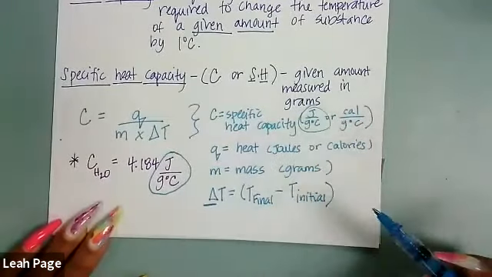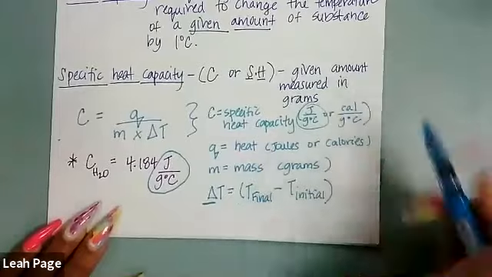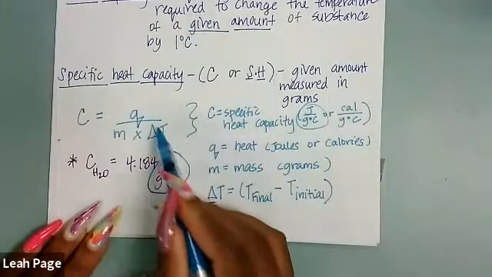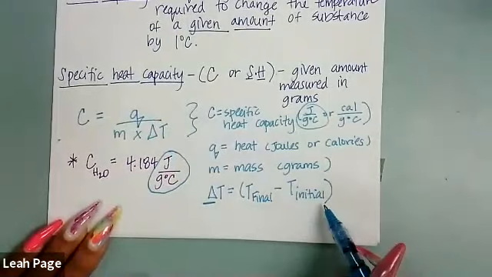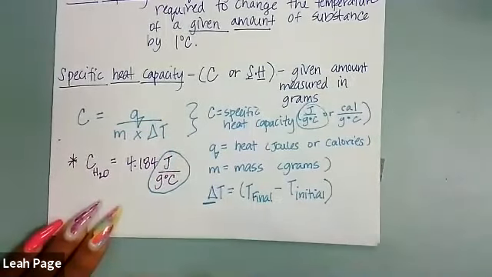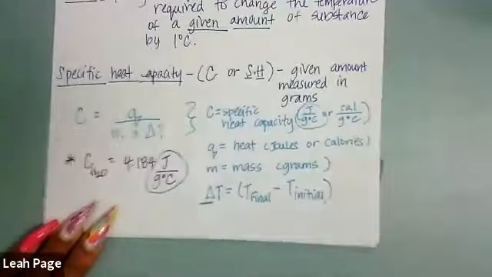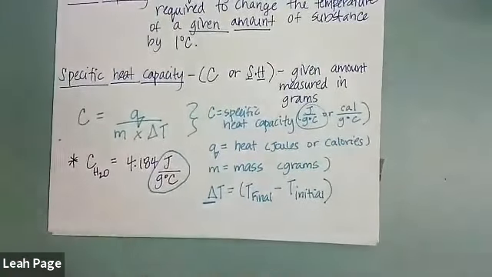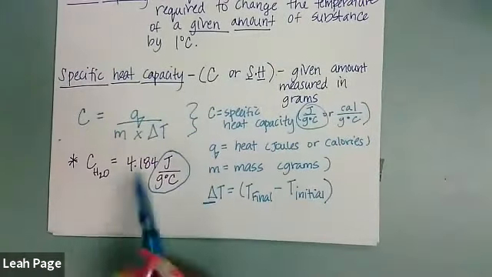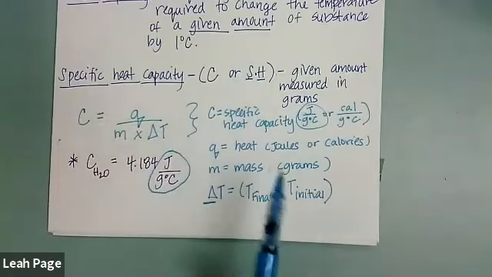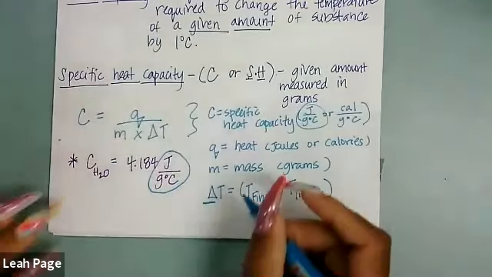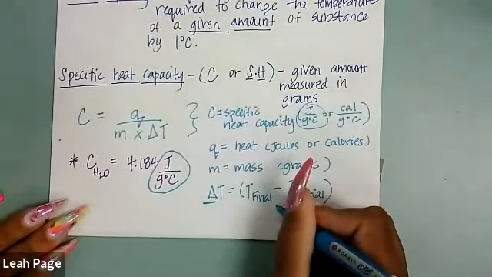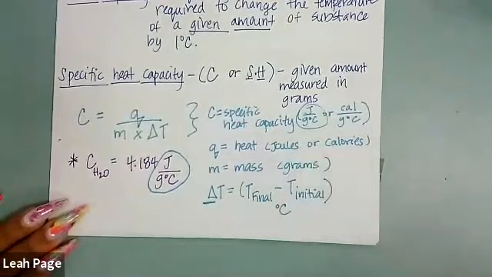Sorry, Professor, you said the temperature's final? No, I'm saying that the triangle T stands for the final temperature minus the initial temperature. Okay. So triangle anything means final minus initial. That's all I'm saying. And this is still going to be in degrees Celsius. This has units of degrees Celsius.